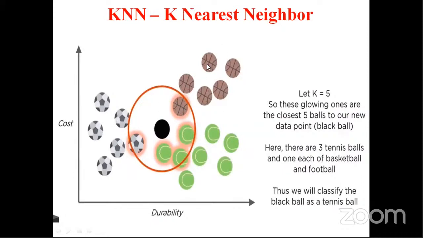Some more data we have related to the basketball, where the basketball is expensive compared to the other two balls, and the durability is also good. The life of the basketball is very good. Now a few more points are here. Let k be equal to 5. So assume k is 5. We'll see the meaning of it. These glowing ones are the closest 5 balls. There are 3 tennis balls and 1, and those will classify.